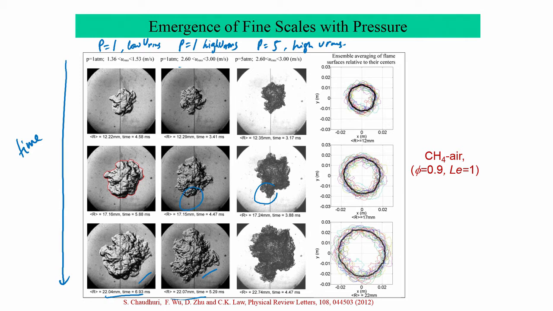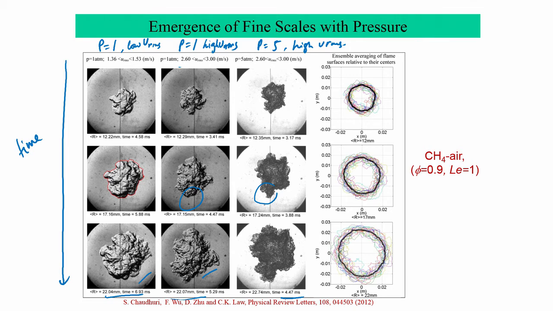Okay. And this is because both your flame thickness as well as your Kolmogorov length scale have decreased in these cases. That causes the emergence of these finer scale structures, and you see that it is even propagating at a faster rate, reaching a diameter of 22.74 millimeter at about 4.47 milliseconds.